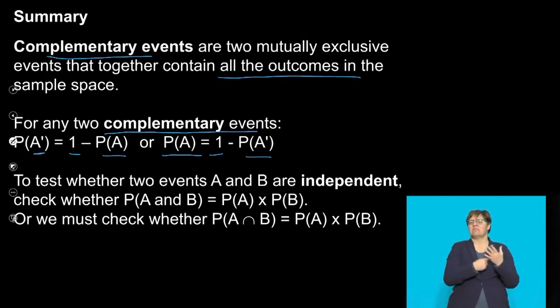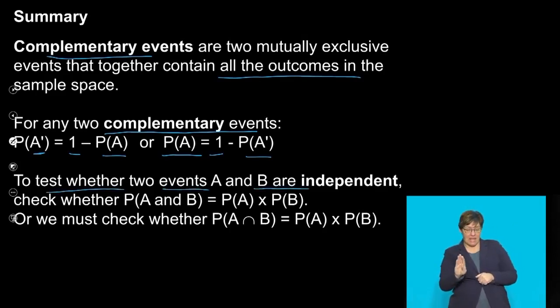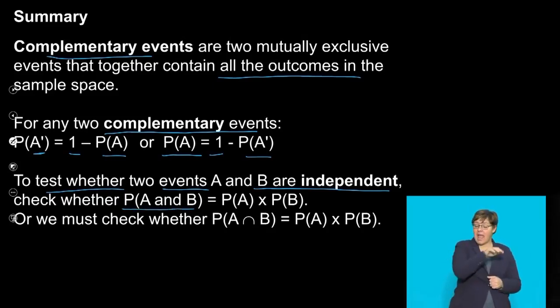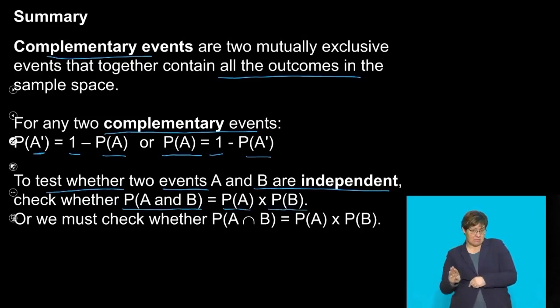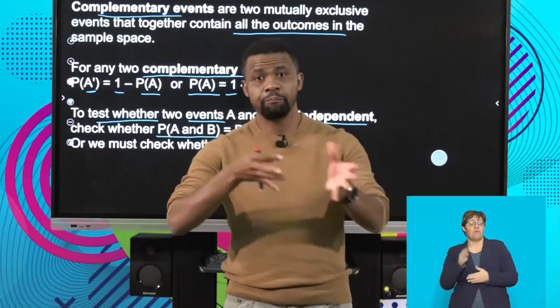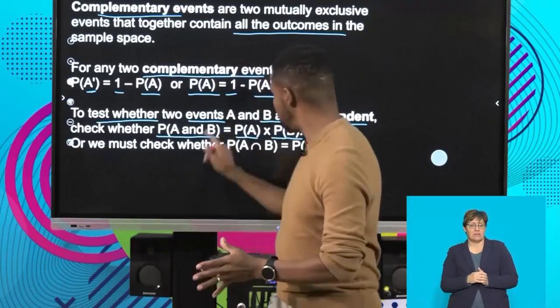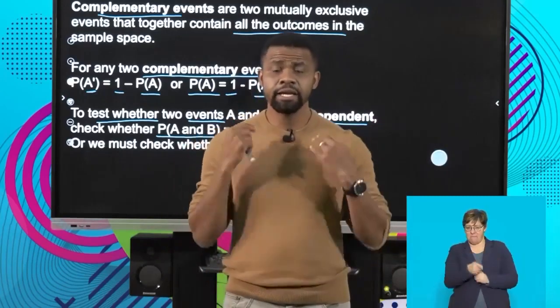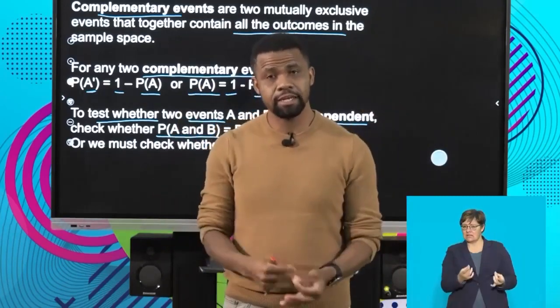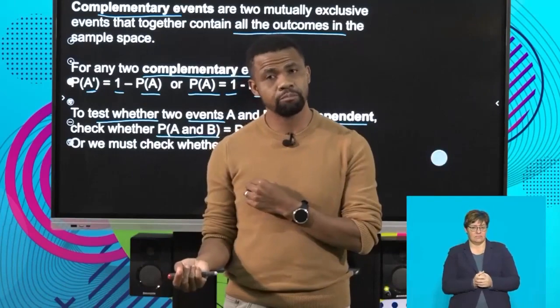Now let's talk about statistical independence. To test whether the two events A and B are independent, we have to check whether the probability of A and B is the same as the probability of A multiplied by the probability of B. So if you take the probability of A times the probability of B, and we find it's the same as the intersection, it implies the two events are statistically independent. Okay, hope this makes sense.